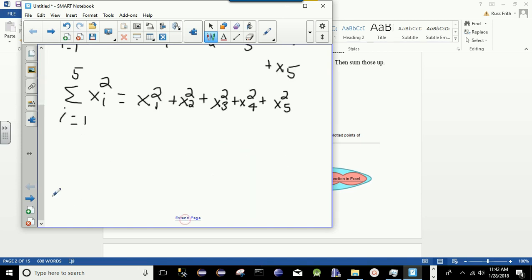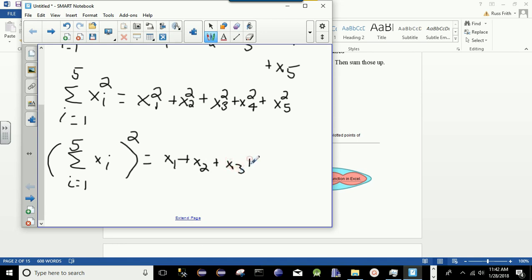Okay, now be careful when I have something like this. Oops, I don't need a parenthetical mark there. This means I sum the values and take the square of the sum. So this would be x1 plus x2 plus x3 plus x4 plus x5. I sum the values, and then once I get the sum, then I square it. Okay, so brief review of summation notation.